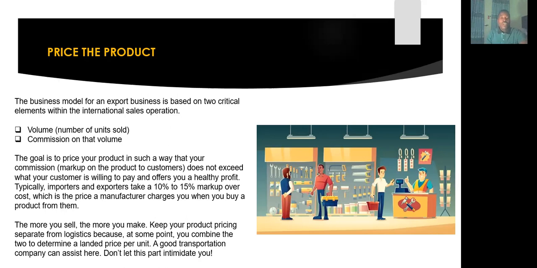product shipment. So, pricing the product: the business model for an export is based on two critical elements in the international sales market. You have to consider two things before selecting your product, which are the volume of the product and the commission on that product. When you are picking a product, you have to consider the volume or the units the manufacturer or the supplier can supply to you, and also the commission on that item.